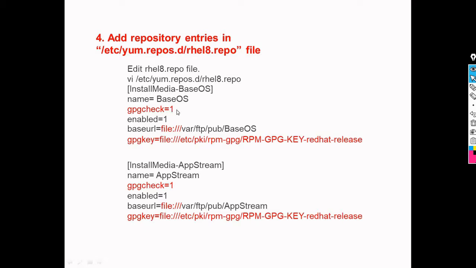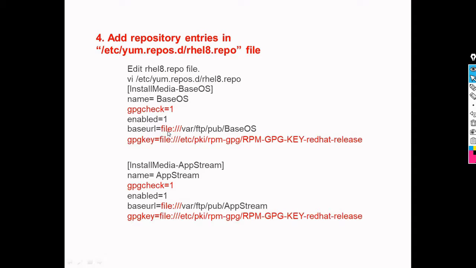gpgcheck equal to 1 checks all the packages, whether the data integrity is proper. If you give 1, then we have to provide the GPG key file. If you give 0, you don't have to put this line. For this, we can put 0. enabled equal to 1 means the yum server is listening.